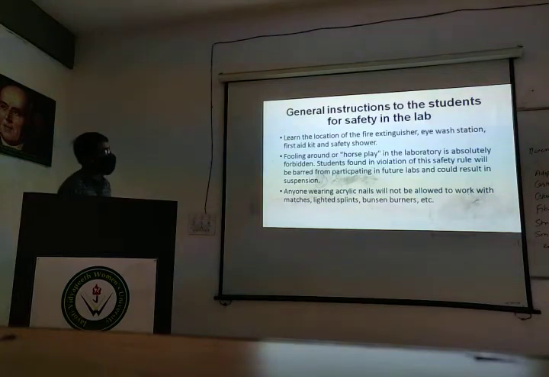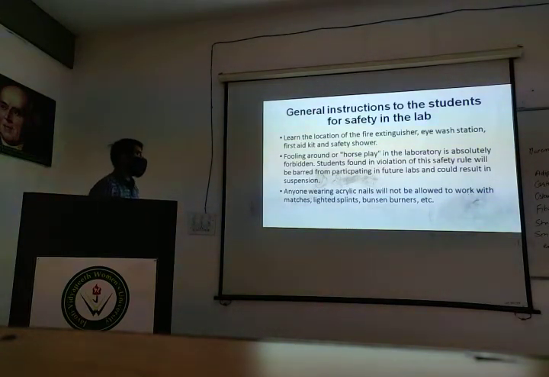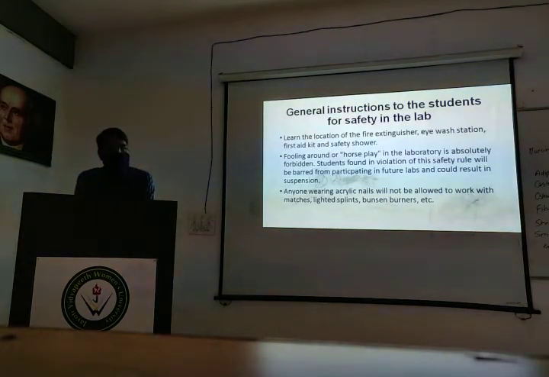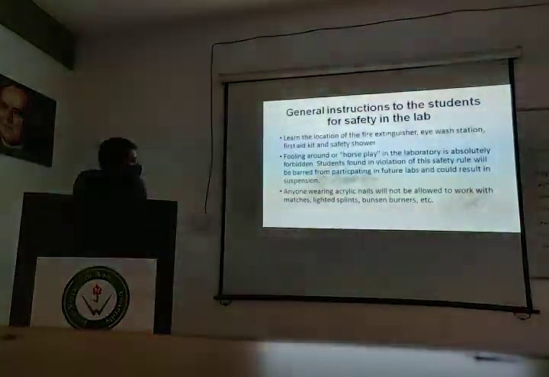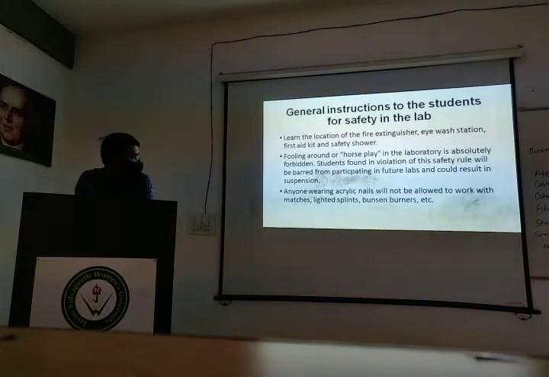Fooling around or horseplay in the laboratory is absolutely forbidden. Do not fool around in the laboratory. It may harm you, or it may harm your lab partner, or it may harm all the students in the laboratory. So do not fool around or horseplay in the laboratory.